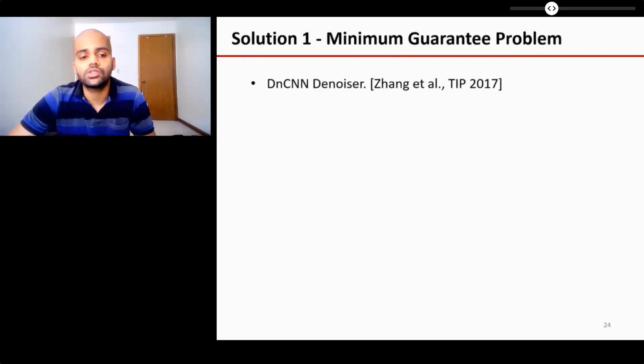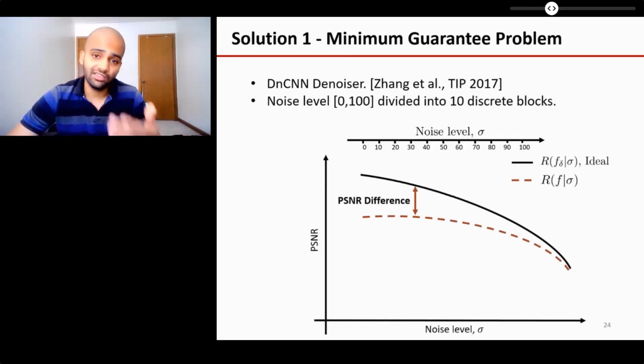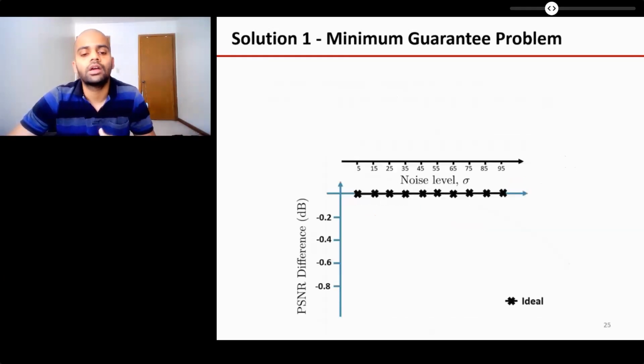We do our experiments on the DnCNN and Denoiser. We divide the noise level from 0 to 100 into 10 discrete blocks so that the computation is easier. We also plot the PSNR difference instead of the actual PSNR so that the visualization is easier. Of course, the ideal difference is where we have 0 dB difference between the ideal PSNR and the conditional risk curve across all the noise levels. We know this is not possible with one single neural network.